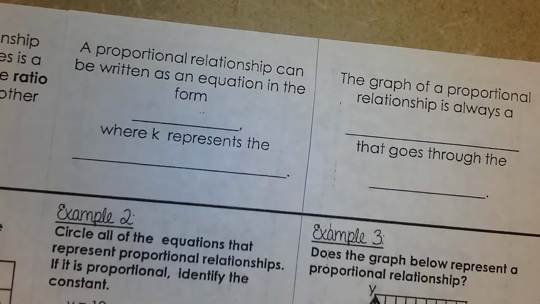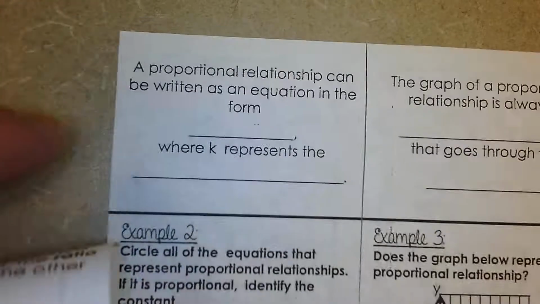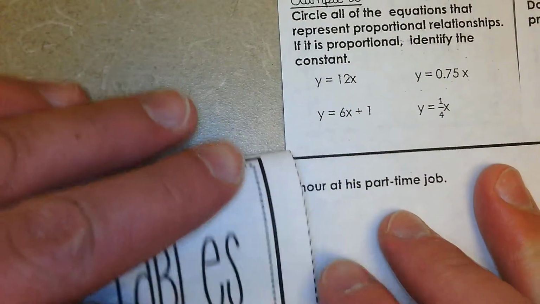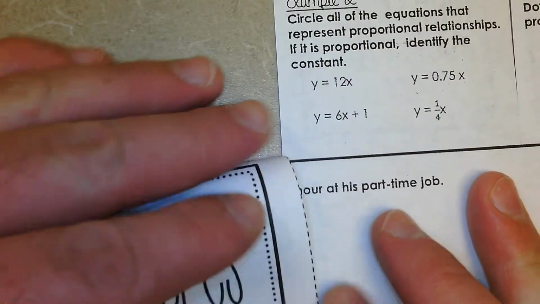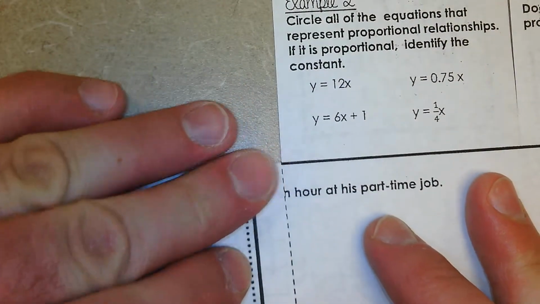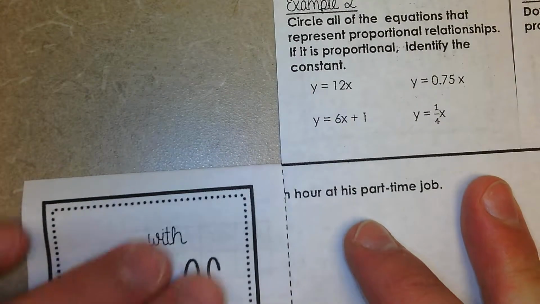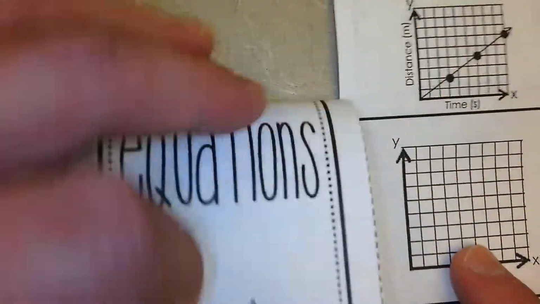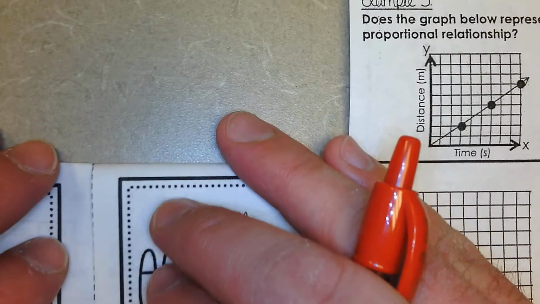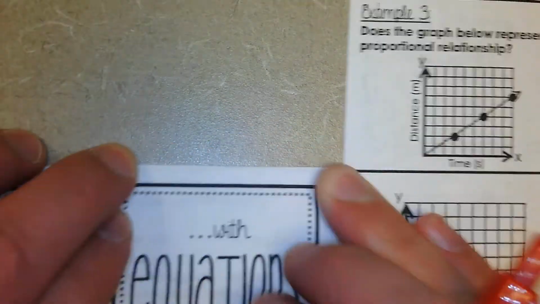Alright guys, so today we're going to be going over proportional relationships, and we're going to look at it in three different ways. We're going to look at it as a table, as an equation, and as a graph. So you have your foldable, you have tables, you have equations, and you'll have graphs. Now, proportional. What does proportional mean?